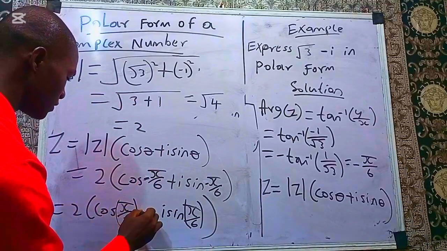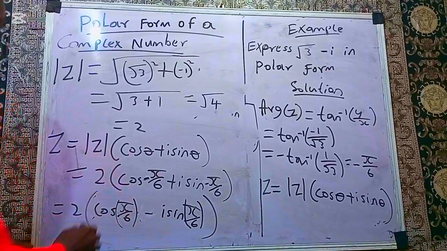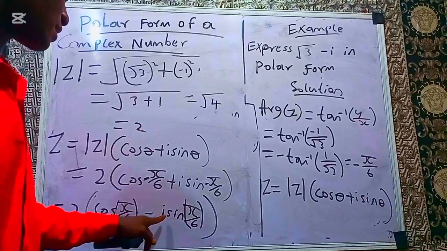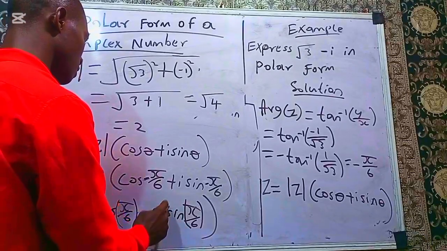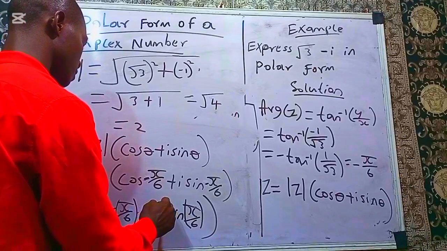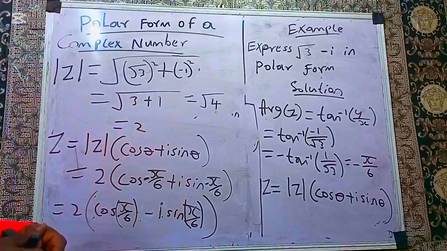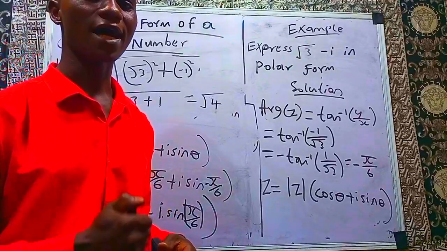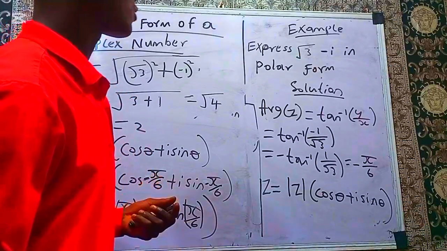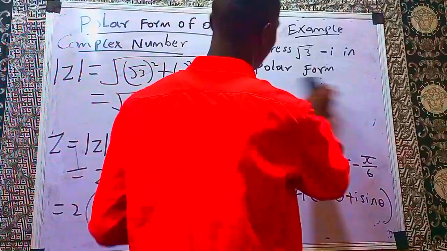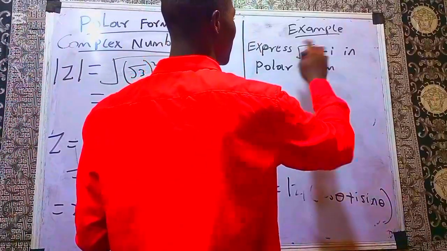So what we got here is 2 into cosine pi over 6 minus i sine pi over 6. Let me just write it very well. So with this, we have expressed this complex number in polar form. So can we just express another complex number in polar form? Okay, simply we can do that. Let's just modify this one.